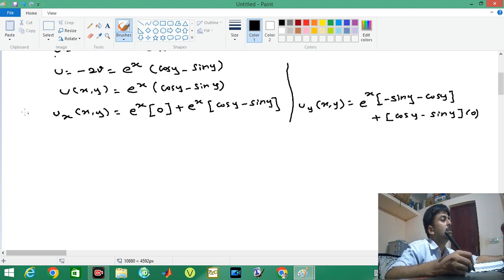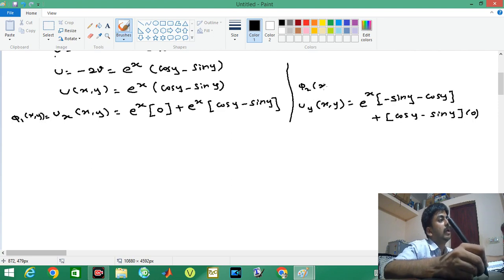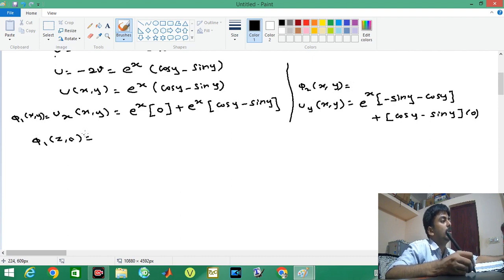This U x is called phi 1 of x comma y, and this U y is called phi 2 of x comma y. Okay, now we have to replace x by z and y by 0. So we get phi 1 of z comma 0 equal to, this term will become 0, only this term will exist.